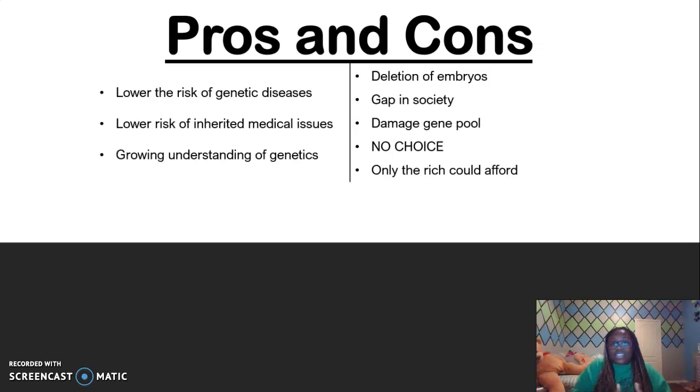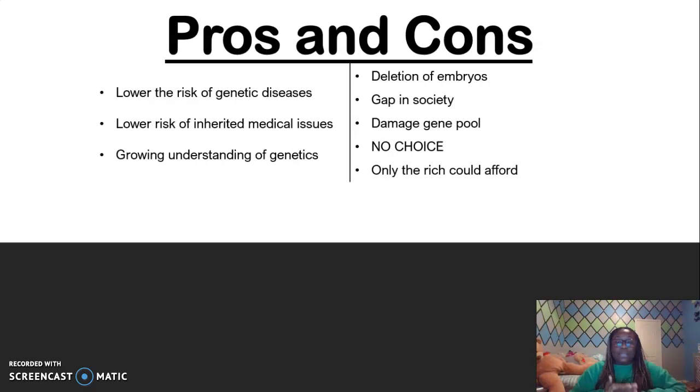And now for the cons: deletion of embryos. If you're trying to change one gene or embryo, you could delete a whole other section that you weren't supposed to. You're like, oops, didn't mean to, but it happened because you're messing with DNA and not everything can be perfect. And then next is a gap in society.